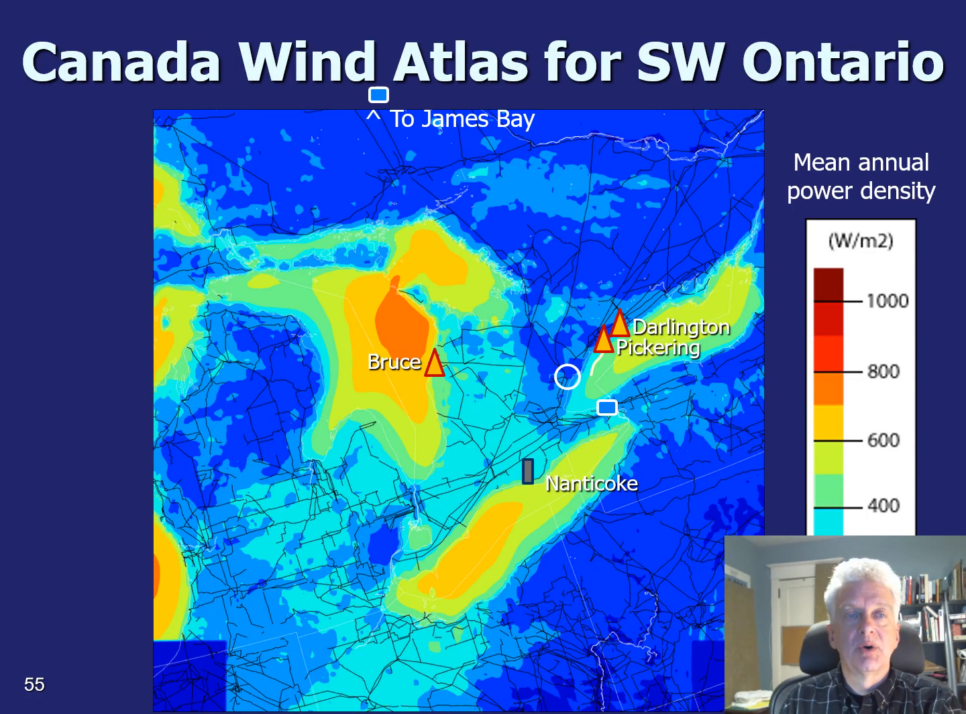Here's another view that overlays a view of the power grid with a couple of major power plant locations, including the former location of the Nanticoke coal-fired plant. That and a wind resource map from the Canadian Wind Atlas for this region. And so that's an interesting way to look at where you might find sites with some good amount of wind that are also close to power grid.